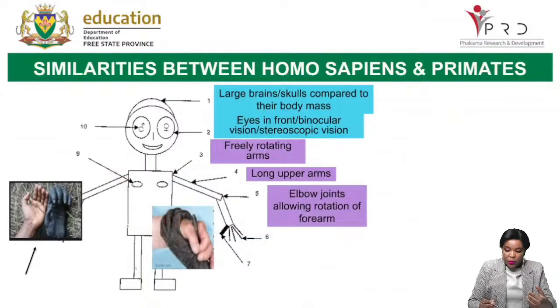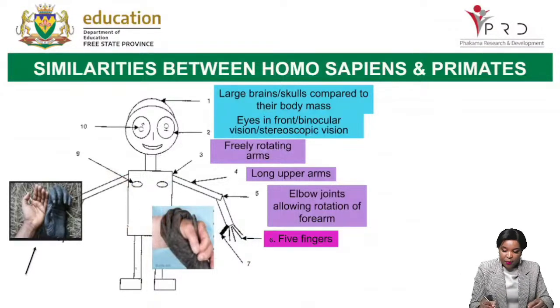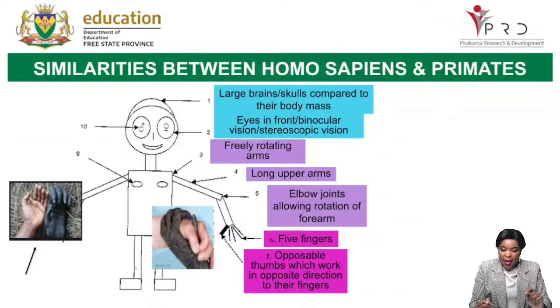Then we have an elbow joint allowing for the free rotation of the forearm. So this is the upper arm and this is your forearm. So the elbow joint is allowing for the free rotation of the forearm. And then 5 fingers. Even if you can forget, you can't just forget that we share 5 fingers with them. Good people, please.